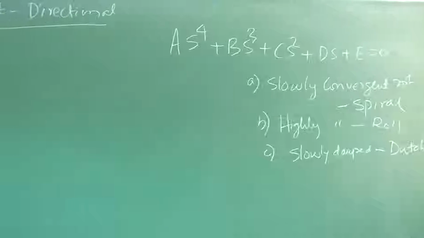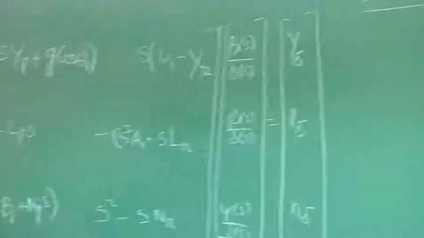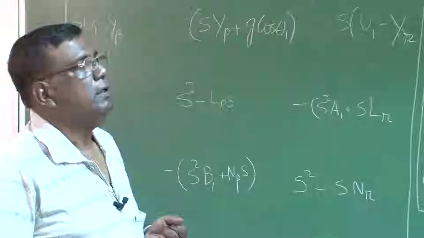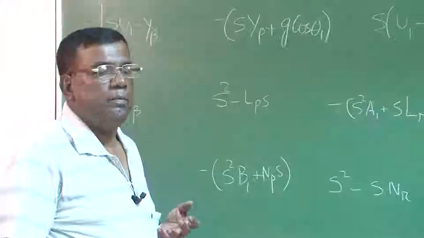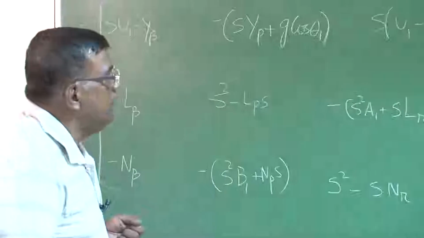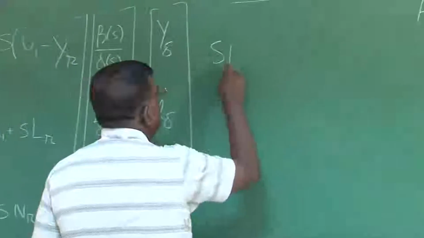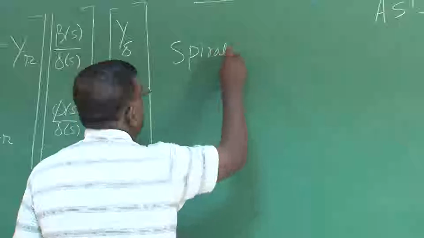And these are approximations. Mostly they are not very good approximations, but still they have some relevance to the designers in an approximate manner. It helps a lot. So first we will try to do roll or spiral. First we will do the spiral approximation.